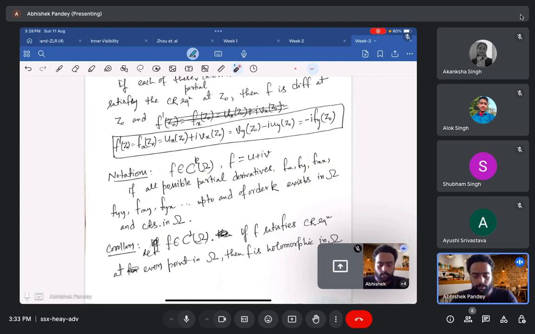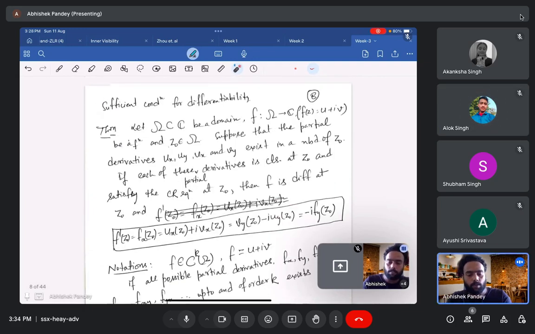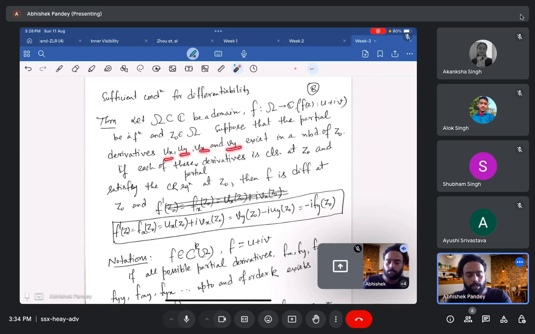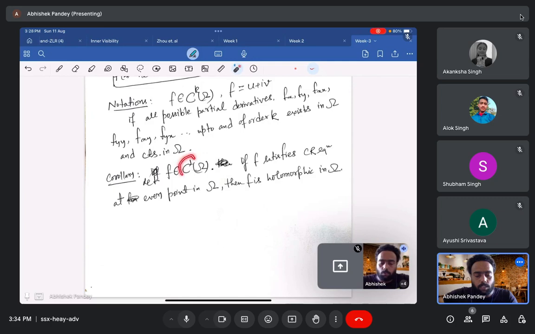Is this corollary clear? So basically, f belongs to C^1 means what? f_x, f_y are continuous, isn't it? If f_x, f_y are continuous, then u_x, u_y and the other partial derivatives are continuous, and hence by this theorem you have the differentiability. So C^1 is a smooth function, and C^k is also called a smooth function. So if f is a C^1 function that satisfies the CR equation at every point in omega, then f is holomorphic in omega.